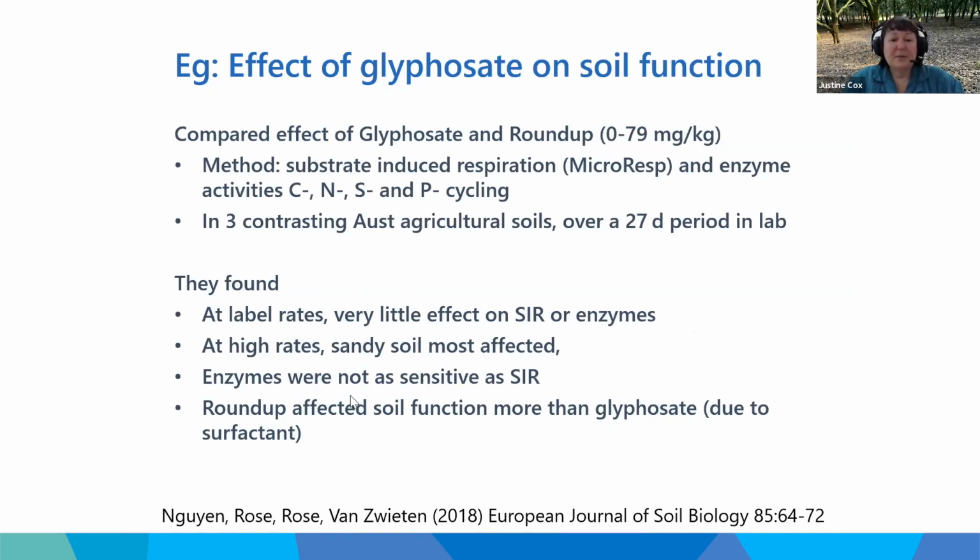They found that enzymes were not as sensitive as respiration. So that's helping us determine what tests are going to be more useful. So if they're sensitive, we might be able to pick up effects more easily. So that micro-resp test is actually coming to be very useful. And they found that Roundup affected soil function more than glyphosate. So the Roundup has that surfactant, and so that component was actually more detrimental than the glyphosate.